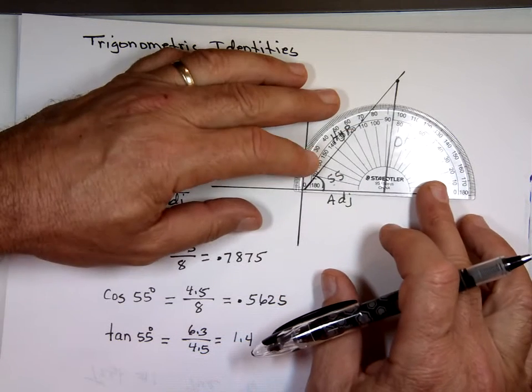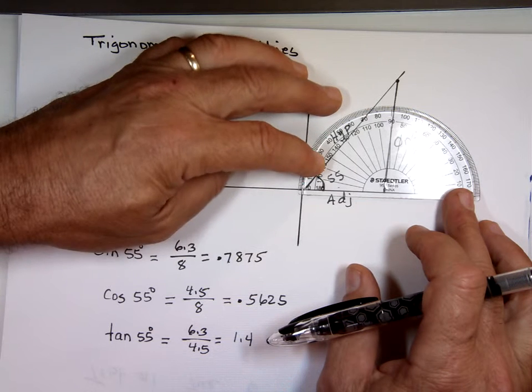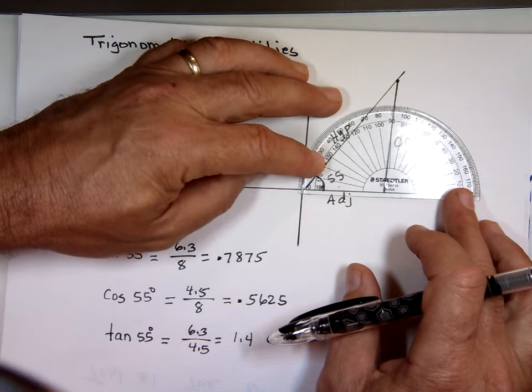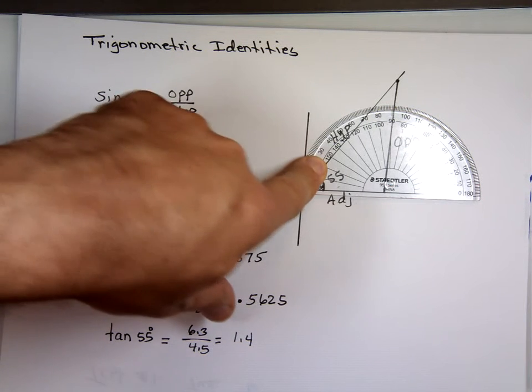Let's see if it's 90 degrees. And what do you know? I'm a little bit off. Not a lot, by about a degree or two. I'm not really 90 on the money, I'm a little bit off.